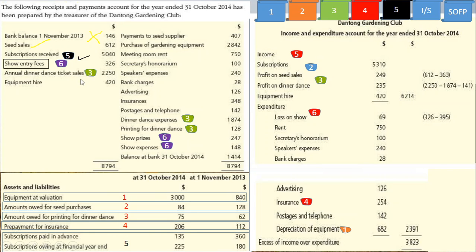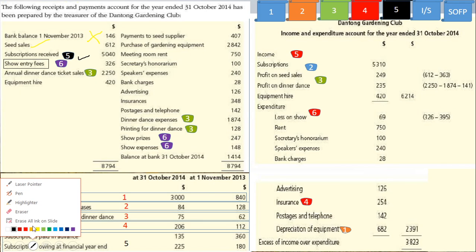So this you understood. Now equipment hire. There is no other relevant information related to equipment hire. Equipment hire is our receipt. So you go to receipt here, equipment hire 420, that way. So basically what you have done here is we have completed all step by step.